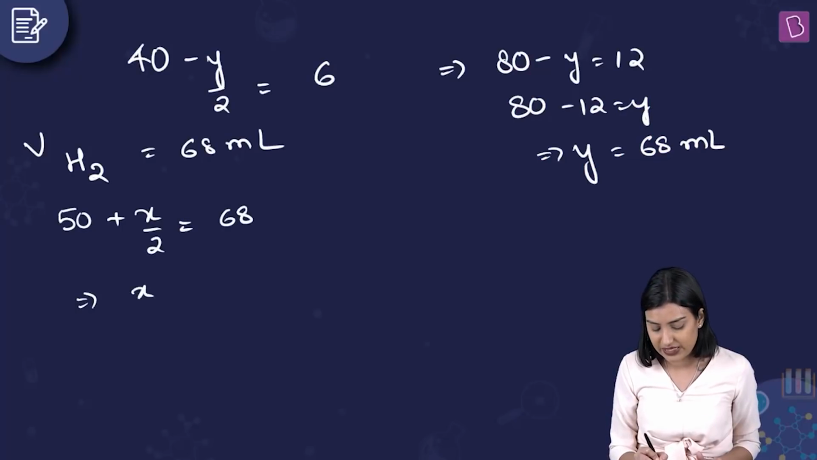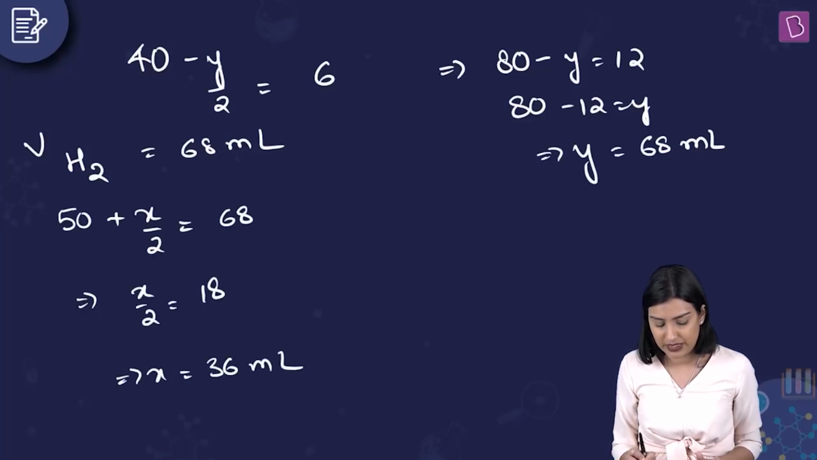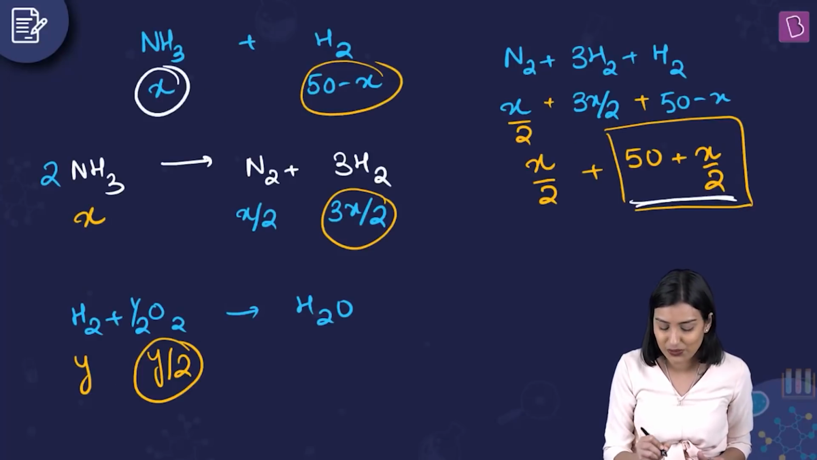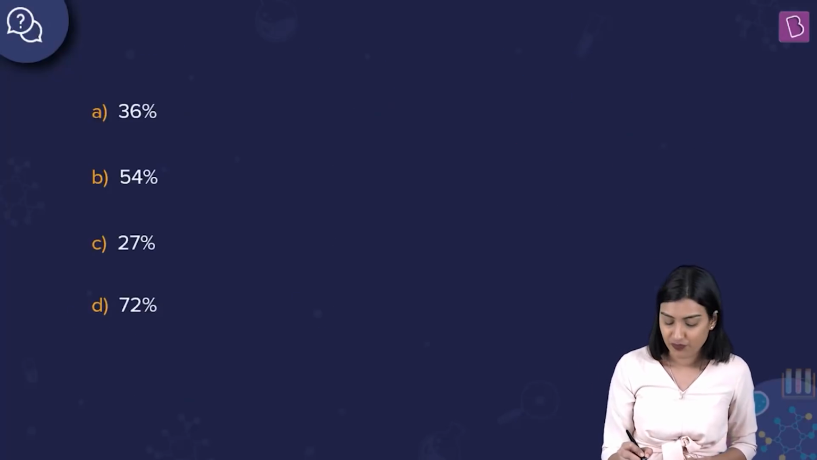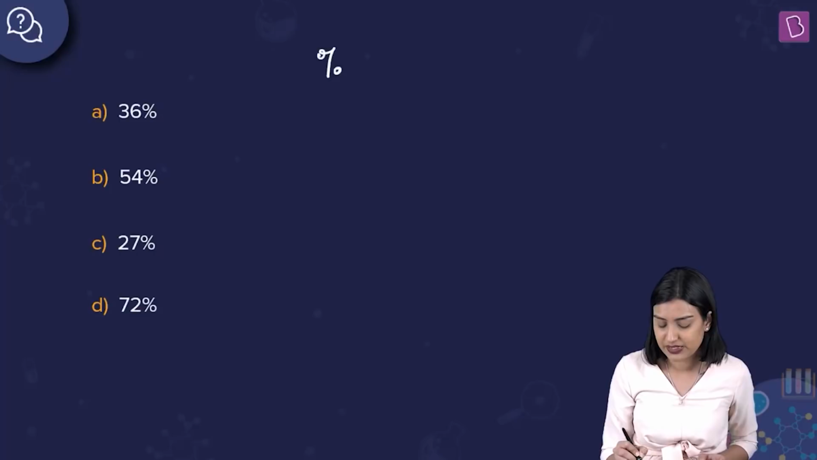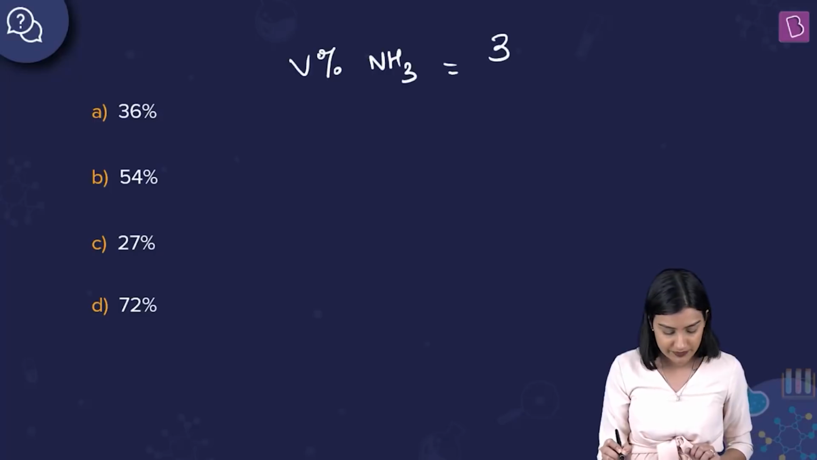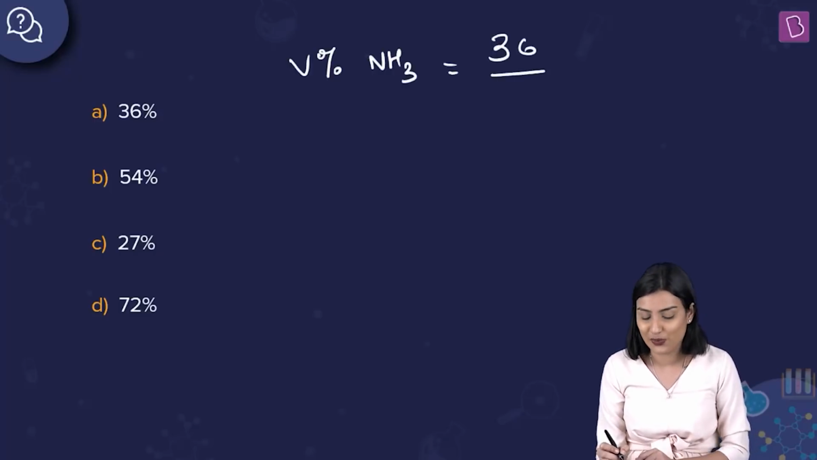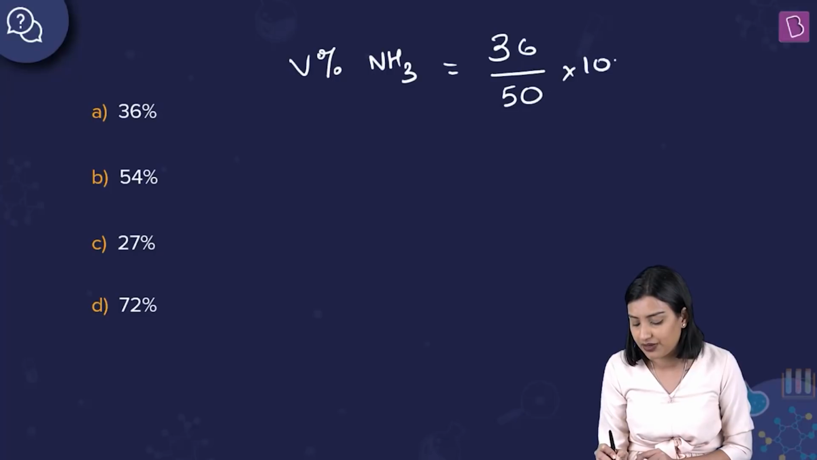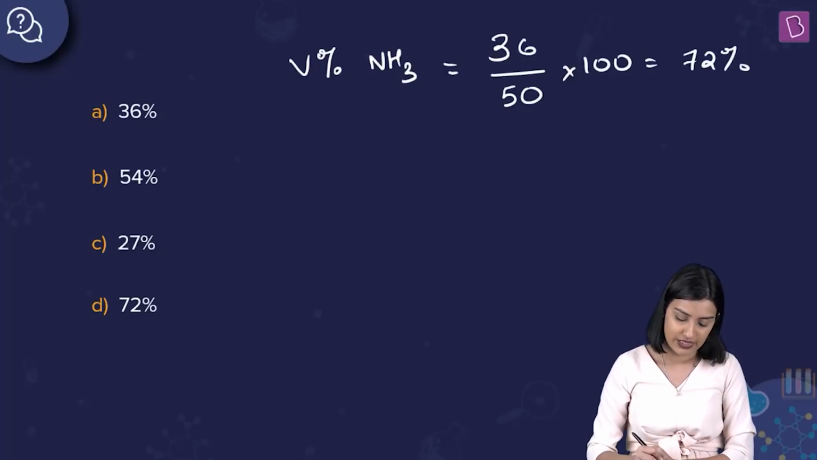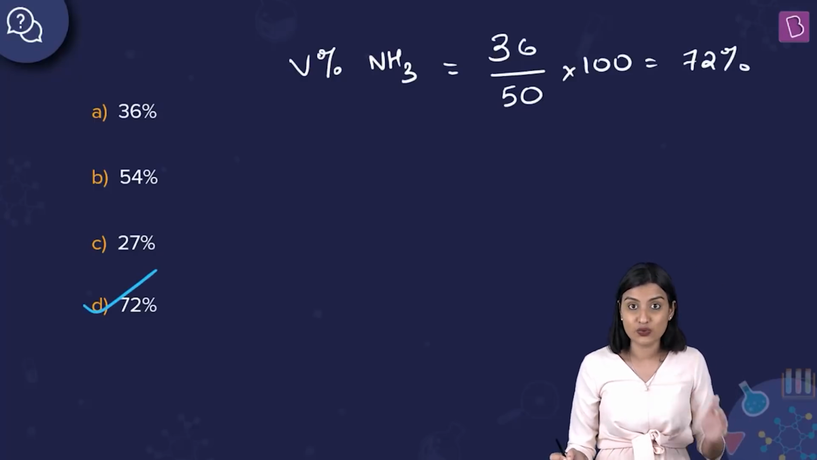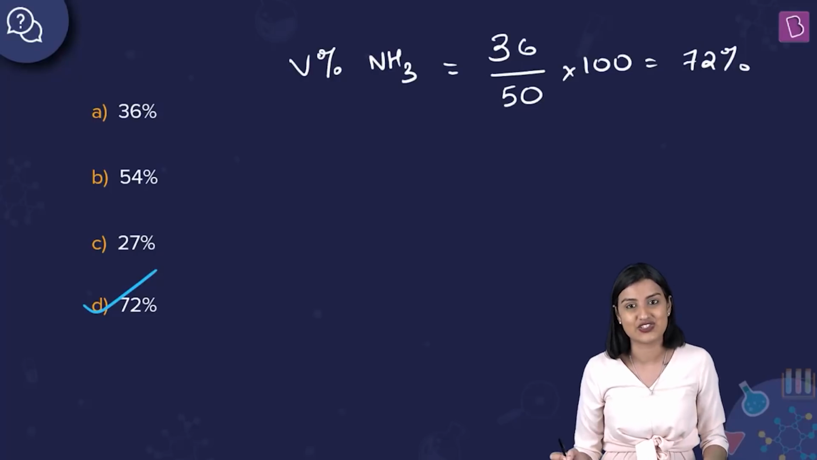So what do you have? X by 2 is equal to 18. So which means X is going to be equal to 36 ml. And what was X? X was the volume of ammonia in the initial reaction mixture. Which means when you calculate volume percentage of ammonia in the original mixture, you're going to get 36 divided by total volume, which is 50, multiplied by 100. Now this is nothing but 72%. And that is here in option D. So option D, 72% is going to be the right answer to this question.